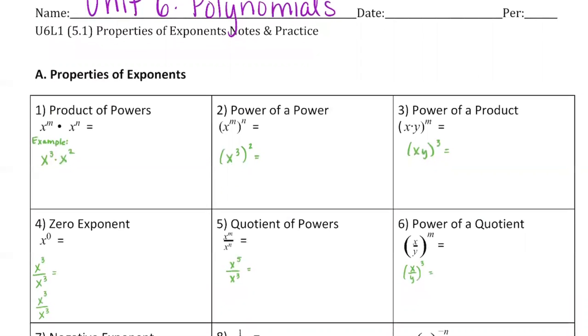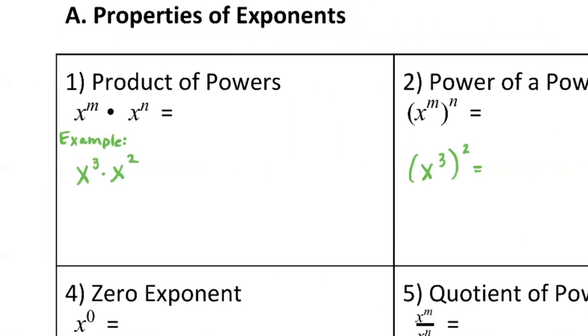Here we go, product of powers. Let's review an idea. This is a power overall. Sometimes just the exponent is called a power, but in general, this is a power. The bottom number or variable is the base, and then the number up to the side, or it could be a variable as well, is the exponent.